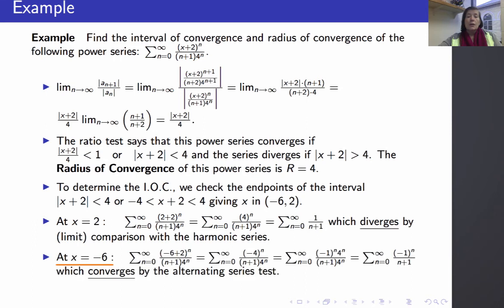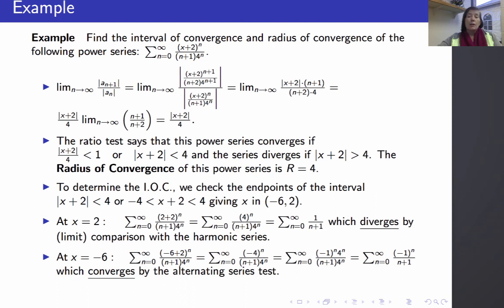When x is -6, our series becomes the sum of (-6 plus 2) to the n over 4 to the n times (n plus 1), and of course this is (-4) to the n over 4 to the n times (n plus 1). After cancelling those 4 to the n's, this is the sum from 0 to infinity of (-1) to the n over (n plus 1). This is very similar to the alternating harmonic series. It converges by the alternating series test.